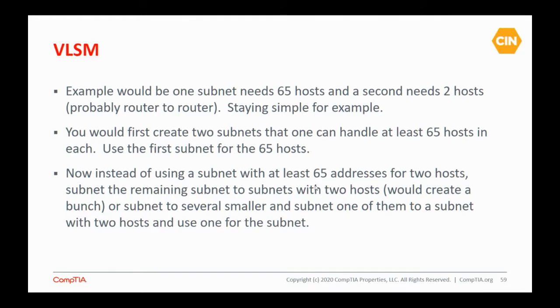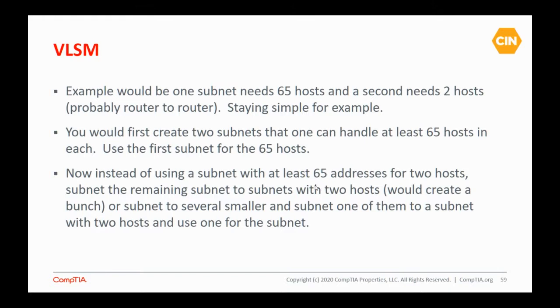You first create 2 subnets that can handle at least 65 hosts in each. The first one will handle that first subnet that we needed. Then we'll take the second subnet and subnet it out into subnets with 2 hosts in each, and we'll end up creating a ton of subnets. But exactly what we're doing here, don't worry about, you won't get asked that.